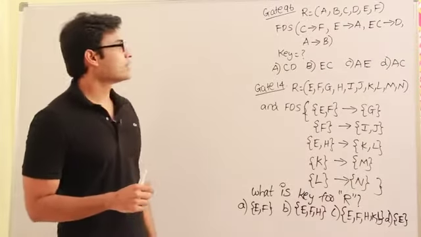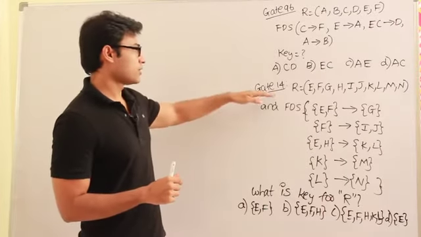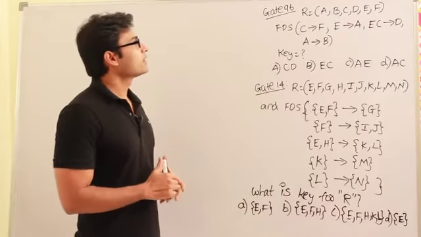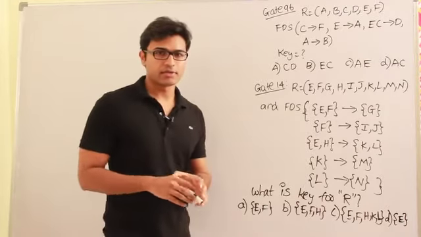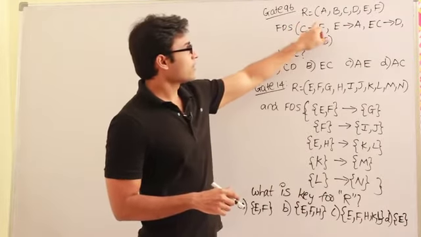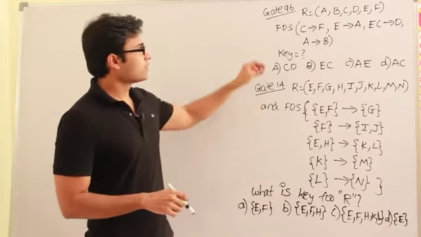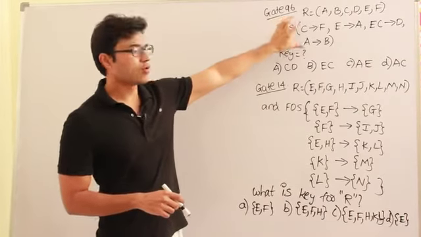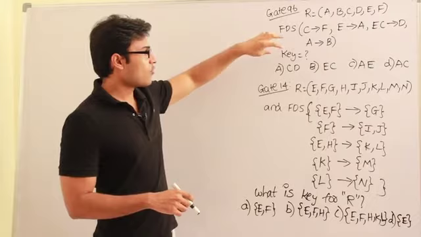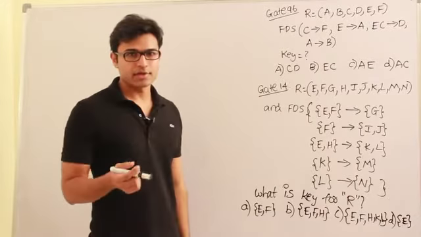This question is given in GATE 96, the first one, and then GATE 2014. They are saying that we have a relation table, which has the attributes A, B, C, D, E, F. And now they are saying if these functional dependencies hold on the database, then what might be the key? They are asking about the key.